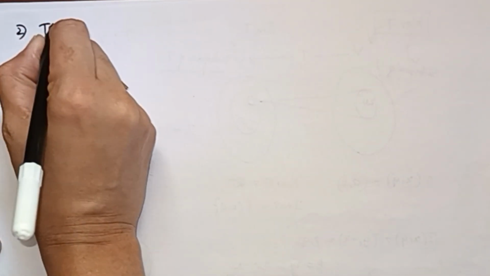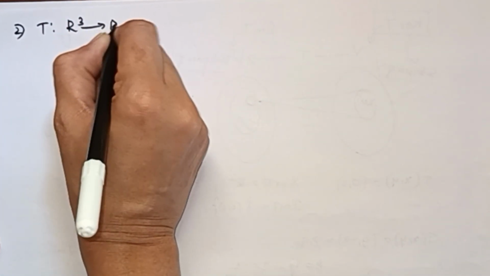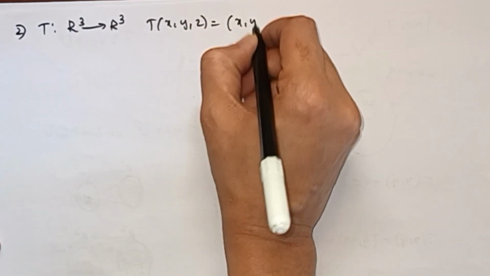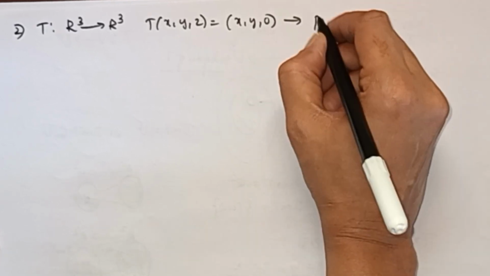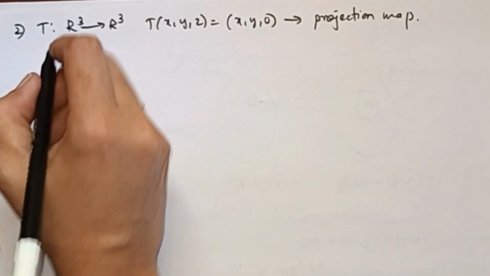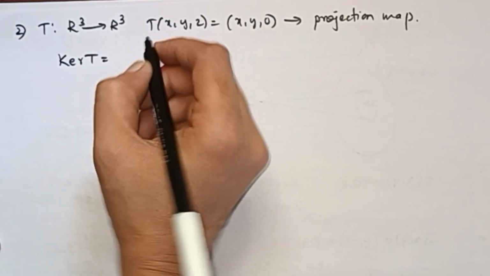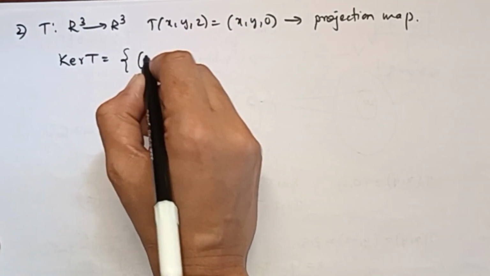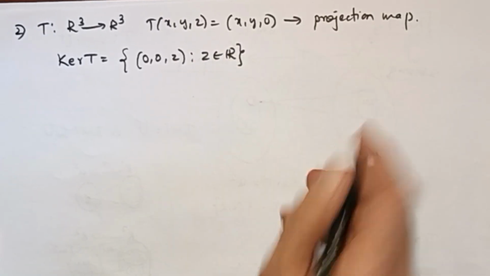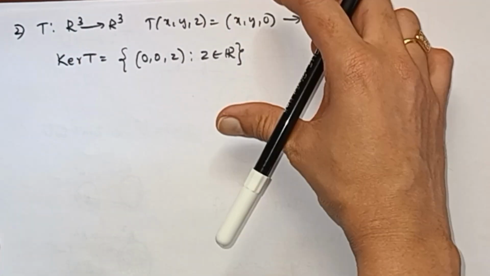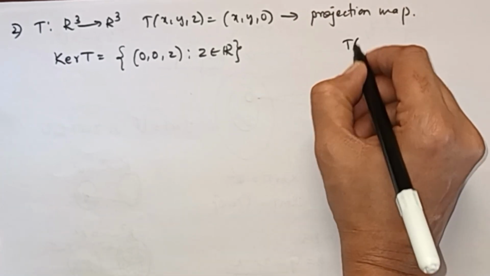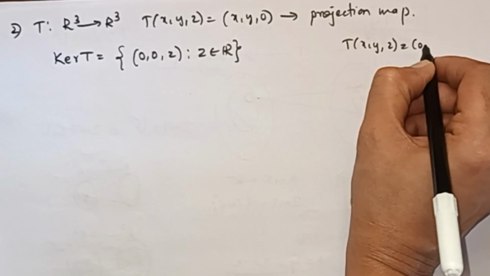See, consider the projection map T from R cube to R cube, which is given by T of x comma y comma z equal to x comma y comma 0. Okay. So this is the projection map. So we have seen in the last video, kernel of T equal to set of all vectors on the z axis, z belongs to R. Correct. Now because the entire z-axis collapses and is mapped to 0, here you have T of x comma y comma z equal to 0 comma 0 comma 0.